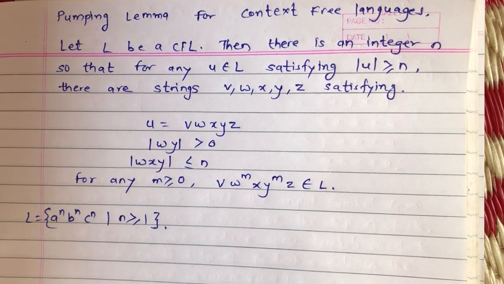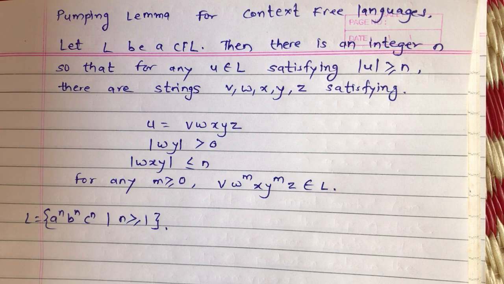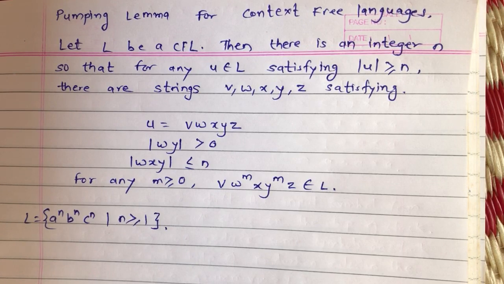So in this case, what we will do is assume that since the length of wxy is less than or equal to n, the string wxy can contain at most two distinct types of symbols from a's, b's and c's, right? We have to assume that these three components w, x and y comprise at most two distinct types of symbols from a's, b's and c's. So either you can take a's and b's, or you can take b's and c's. So two distinct types of symbols should come in your w, x and y.